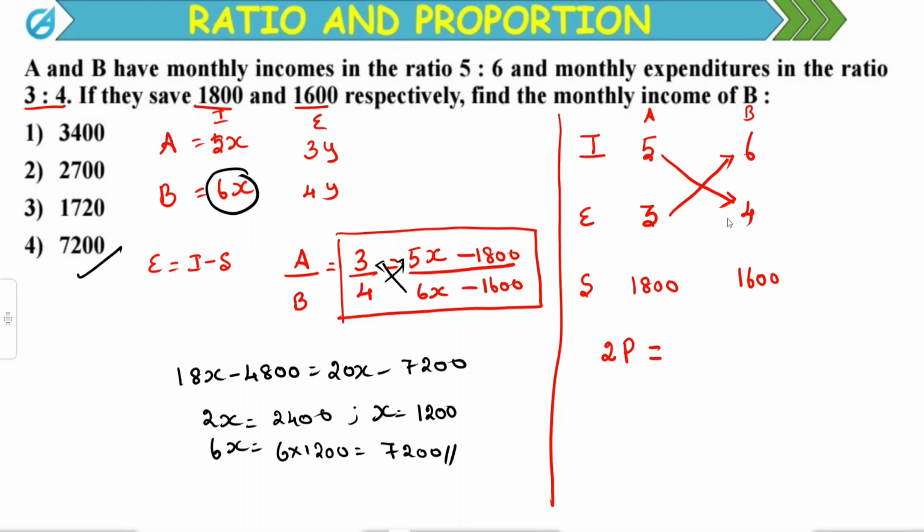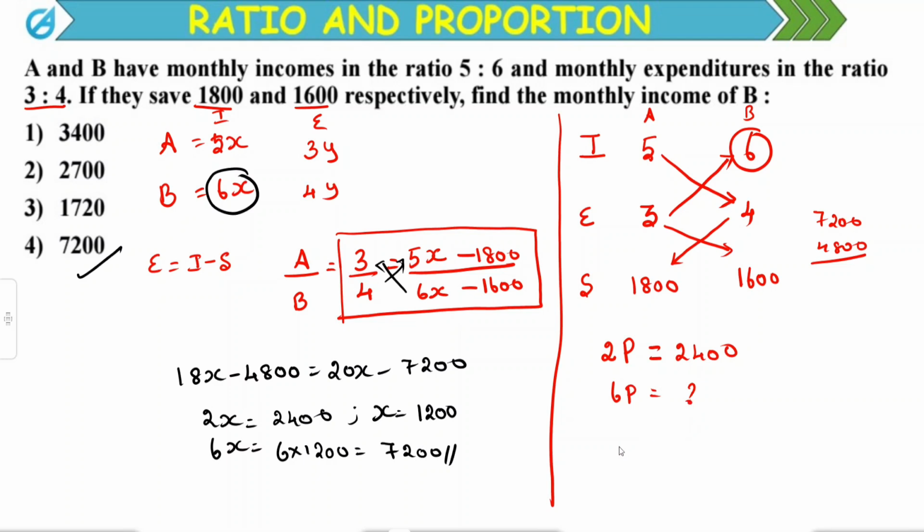Okay, next. 18 4s are, so how much will we be getting? 7200. Okay, next one. 16 into 3, 4800. So 7200 minus 4800, how much will we be getting? 2400. Okay, that is, 2 part will be 2400. And what we need to find? Income of B, which is nothing but 6 part. If 2 part is 2400, then 6 part is how much?